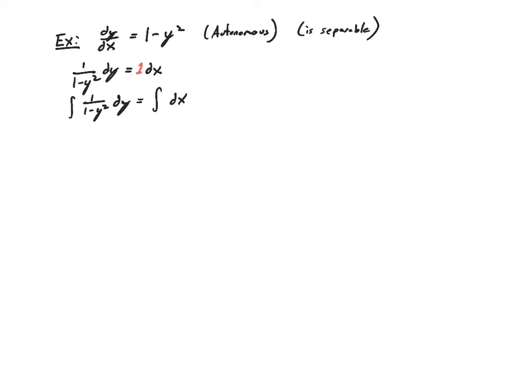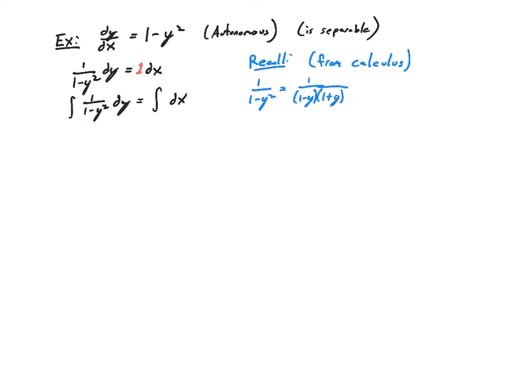Now, here's what you should do. You should recall from Calc 2. It might have been a while since some of you have had calculus, so it's good to review these things. What I want to do is write this as 1 over 1 minus y squared, and I'm going to factor the denominator. The bottom is just the difference of two squares, so that's 1 over 1 minus y times 1 plus y.